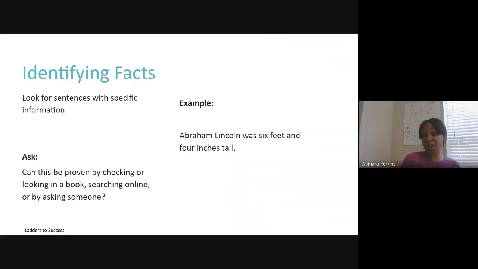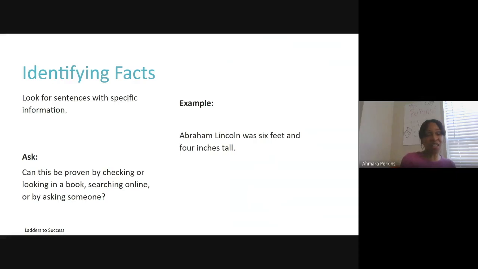So an example is Abraham Lincoln was 6 feet and 4 inches tall. I can look that up. I can go to the encyclopedia and look that up. I could do a Google search and look up how tall was Abraham Lincoln, and that makes it a fact, right? Something that can be looked up.